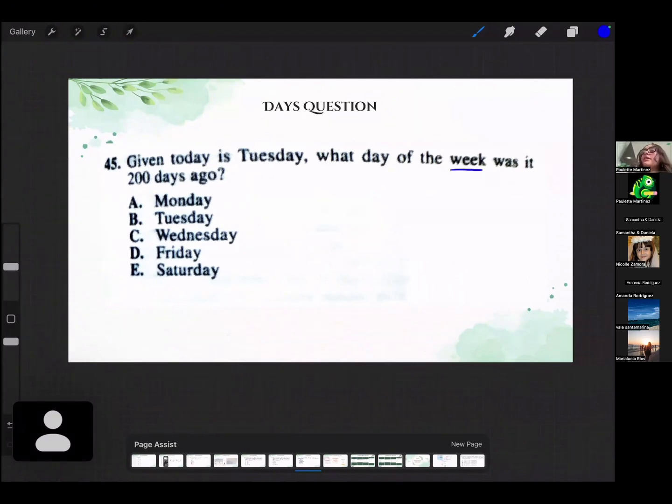A week is 7 days, right? And if it would land on a Tuesday, the number has to be divisible by 7. Okay? Try to see if 200 is divisible by 7. And if it's not divisible by 7, try to use logical reasoning to see what day would come next that would make 200 divisible. Okay? I'm going to give you a minute to do that one.